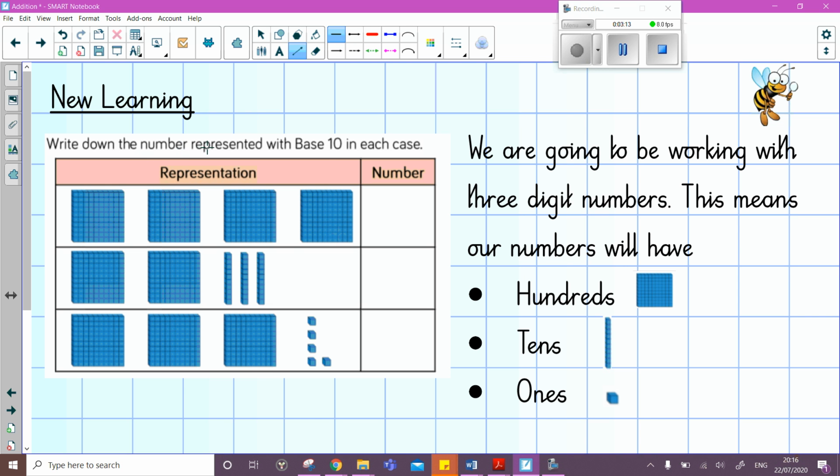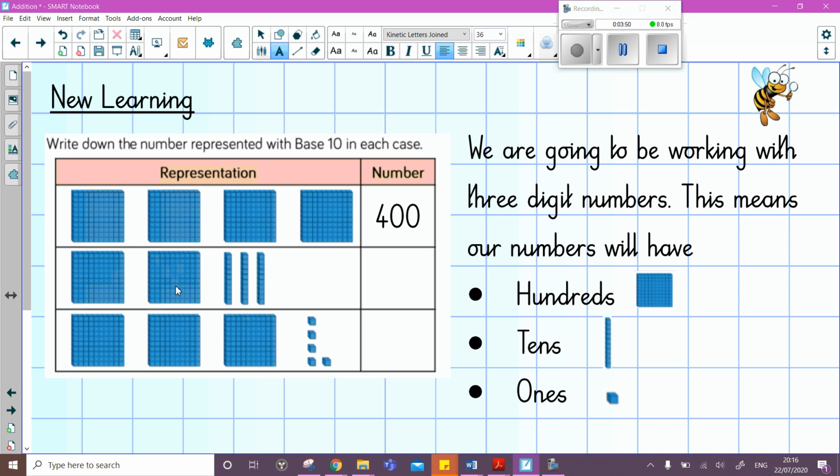So if I needed to write the number that was represented here in this first one, I will first begin counting in my hundreds. So we've got 100, 200, 300, 400. So the number that is represented is 400. For my second one, I can start exactly the same. I'll start with my 100. Start with the digit that is worth the most. So we've got 100, 200, and then we have our tens, 10, 20, 30.